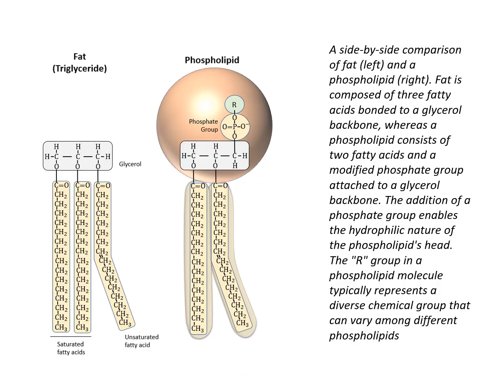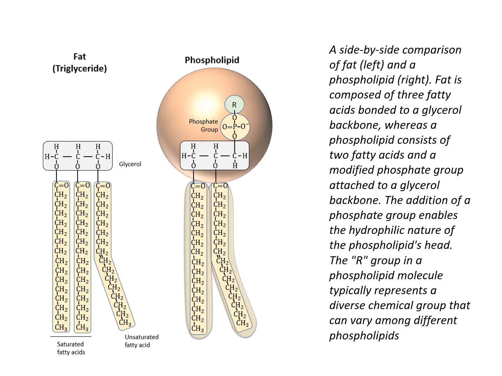Here we see a side-by-side comparison of a fat molecule on the left and a phospholipid on the right. Both are built on a glycerol backbone, but their structures differ. A fat, or triglyceride, is composed of 3 fatty acids bonded to glycerol. A phospholipid, by contrast, has only 2 fatty acids, and the third position is occupied by a phosphate group.